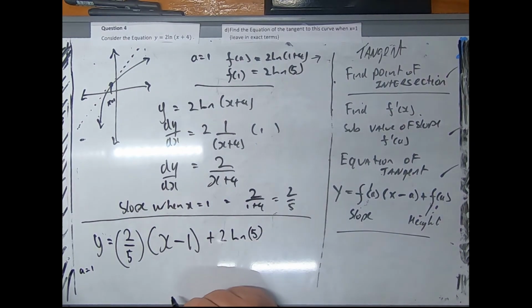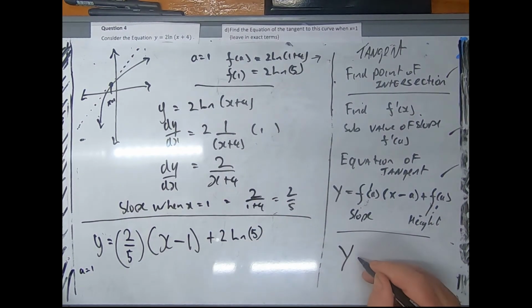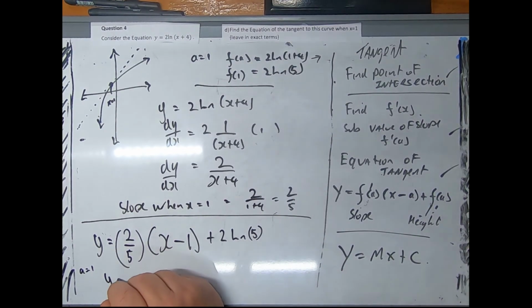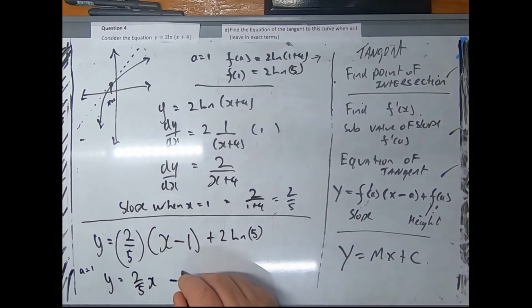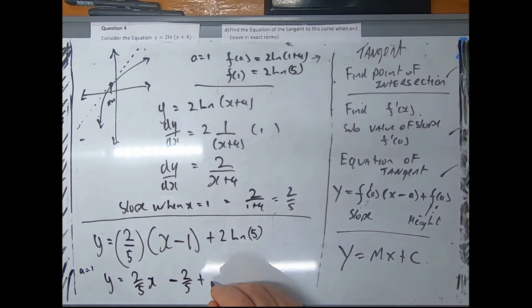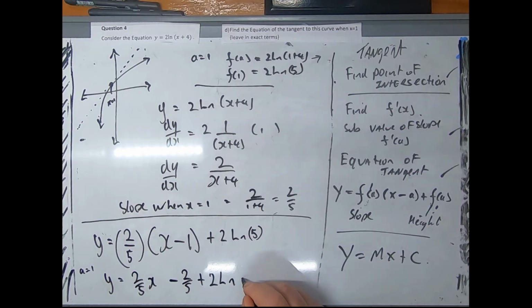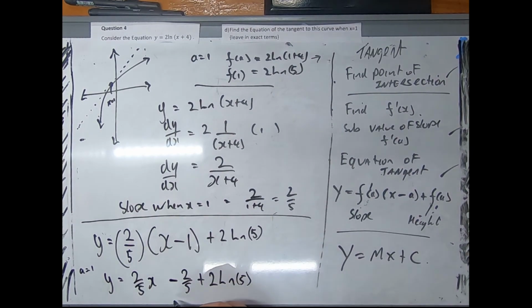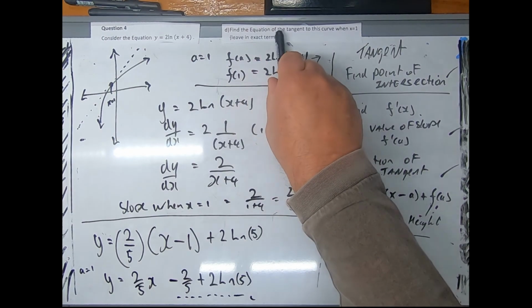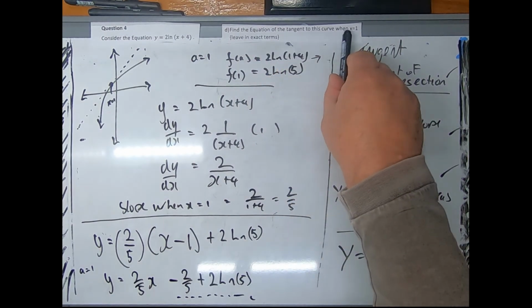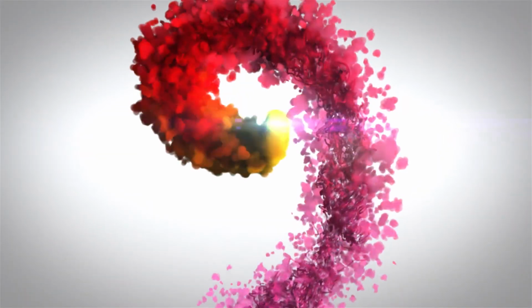Now I would prefer to have the equation in the form y equals mx plus c. So let's multiply that out: 2/5 times x, subtract 2/5, plus 2 ln 5. So this part here is actually the c. And that's the equation of the tangent to this curve when x equals 1.